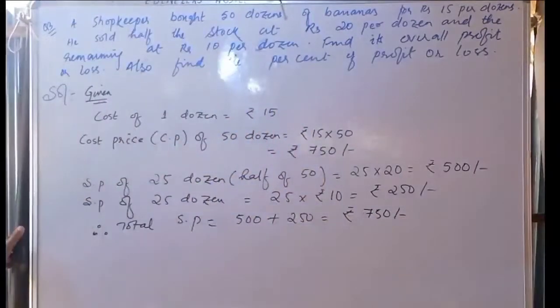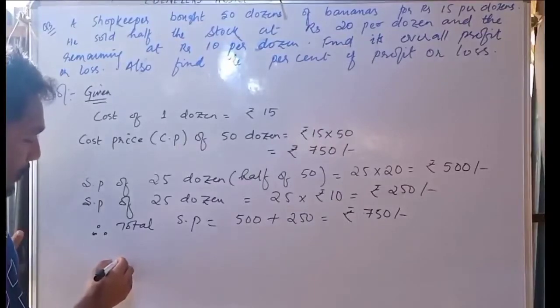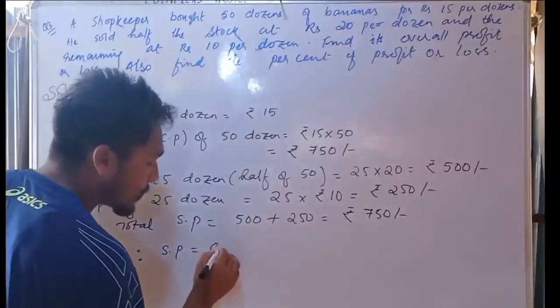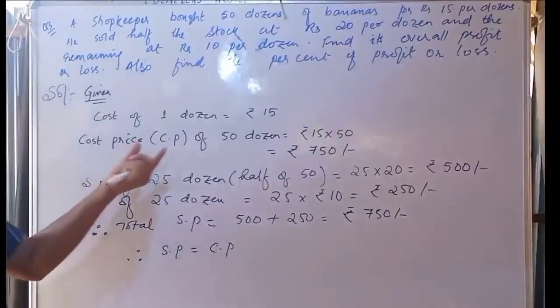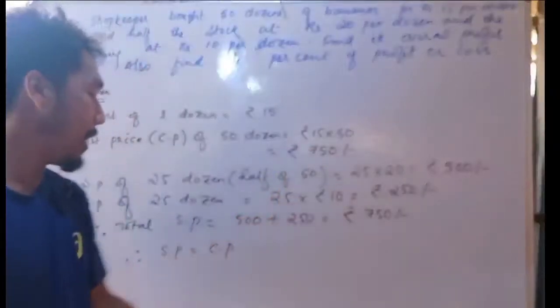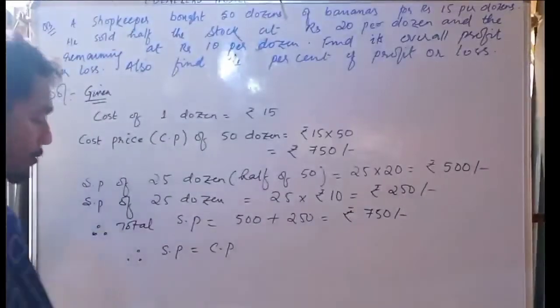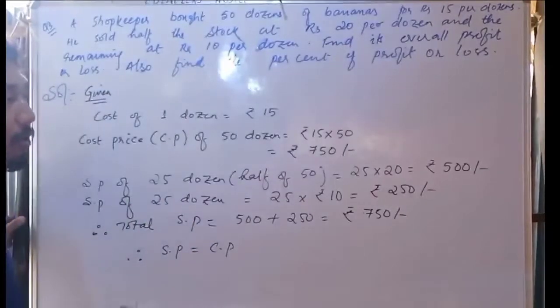Now, since you see the conditions, our SP and CP are equal. Why? CP is how much? 750, and SP is how much? Also 750. Both of them are equal. That means there is neither profit nor loss.